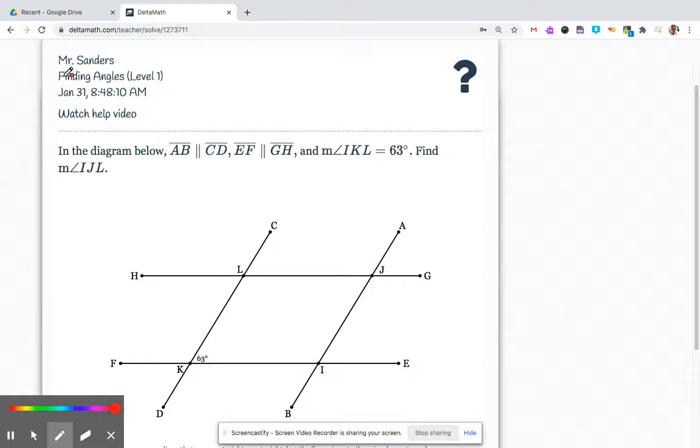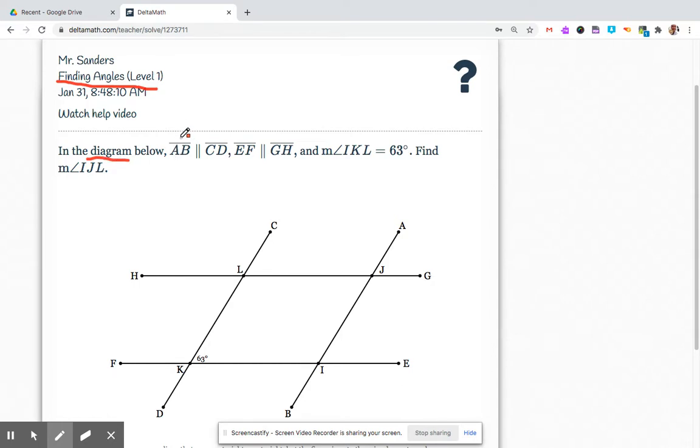All right, we are finding angles level 1. This is a review of our transversals cutting through parallel lines. We want to mark everything exactly how they're listed in the diagram.